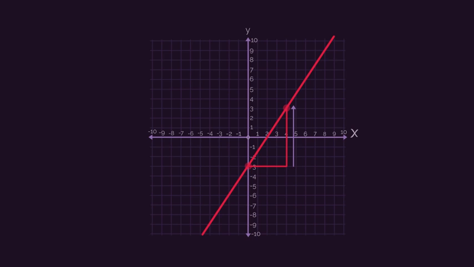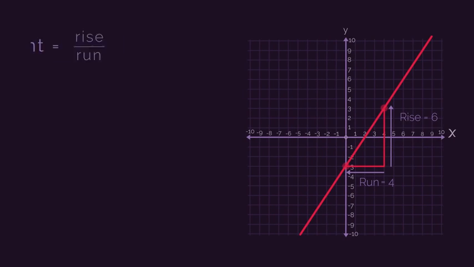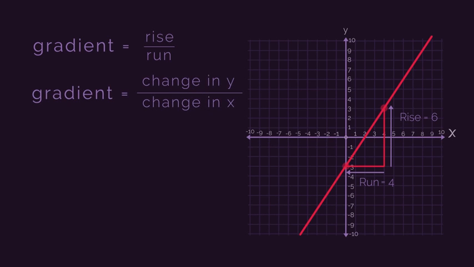And how much the triangle goes up, the rise, which is 6, and how much the triangle goes along, the run, which is 4. All you need to remember is that the gradient is the rise over the run, or the change in y divided by the change in x. So for our line, gradient is rise over run, so 6 divided by 4, which we simplify, so the gradient is positive 3/2.